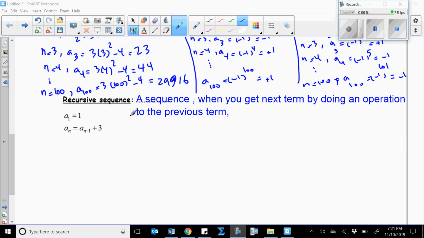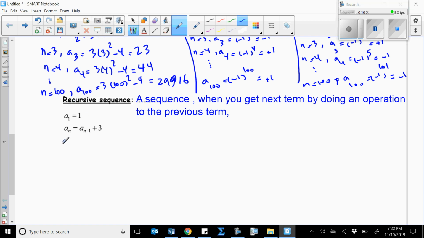Now let's see what a recursive sequence is. It's a sequence where you get the next term by doing an operation on the previous term. This is called a recursive sequence. Basically, to find any term in a recursive sequence, you need to know the previous term. So in recursive sequences, mostly or always, the first term is given to you.